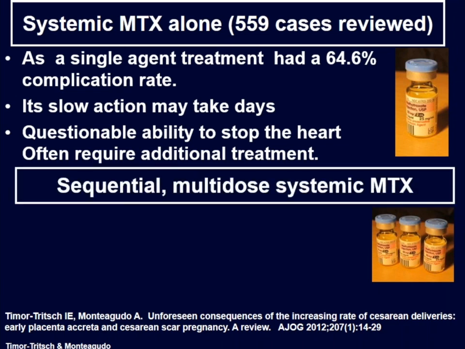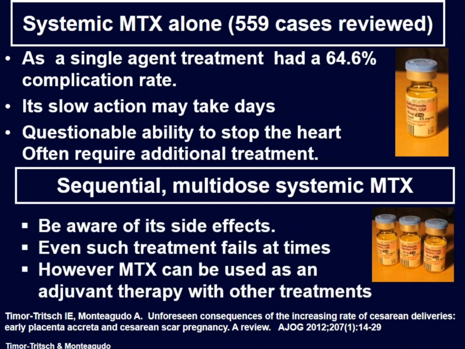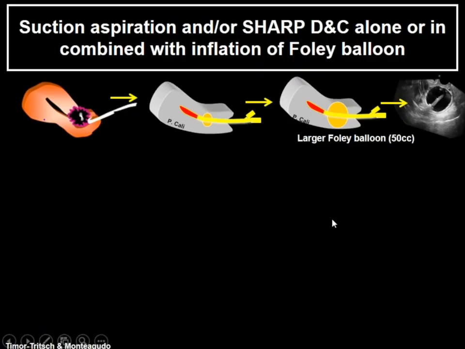Then there is the sequential or multi-dose systemic methotrexate. Be aware of its side effects. Even such treatment fails at times. However, methotrexate can be used as a very potent and effective adjuvant therapy, giving it with other treatments.